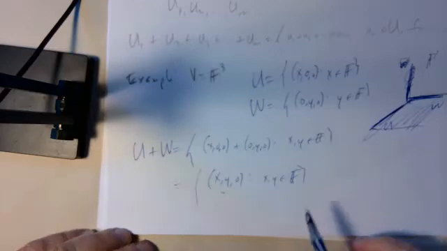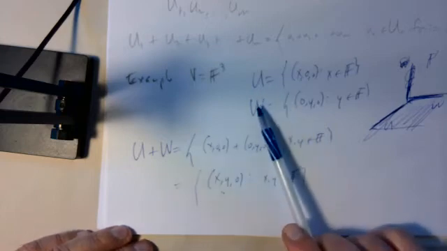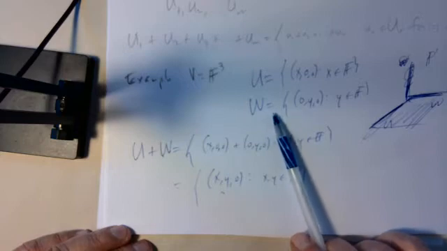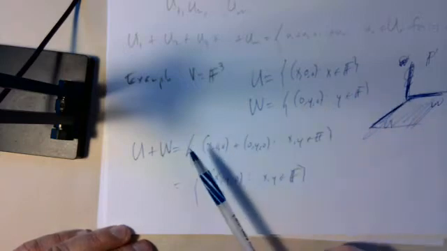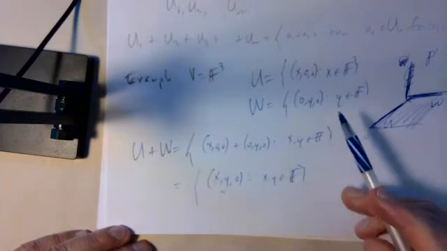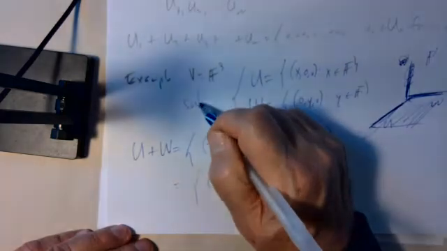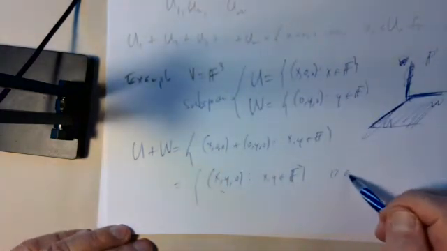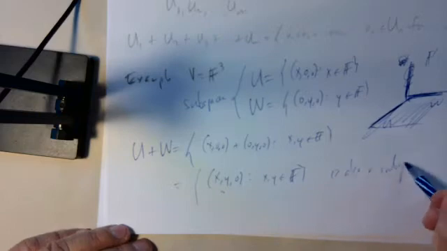Now, this is an interesting example because here U and W are not arbitrary subsets of the vector space, but each of them is a subspace. And when I add them, I get another subspace. So these are actually subspaces, and this is also a subspace.